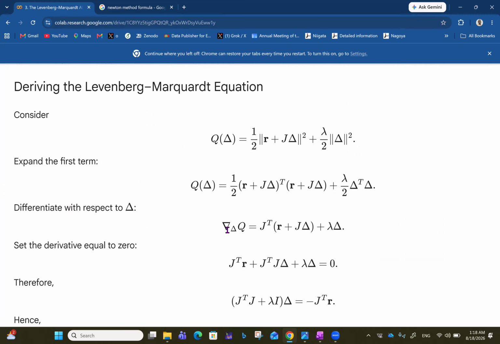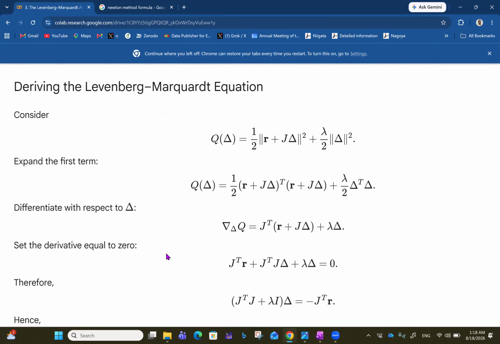So the gradient of Q differentiated with respect to del, we now have J transpose. Because del is here, if you differentiate with respect to del, J has to come out. So you have J transpose into (R plus J del), plus here, if you differentiate with respect to del, it's more like del squared, so 2 cancels 2 here. We just have lambda times del.